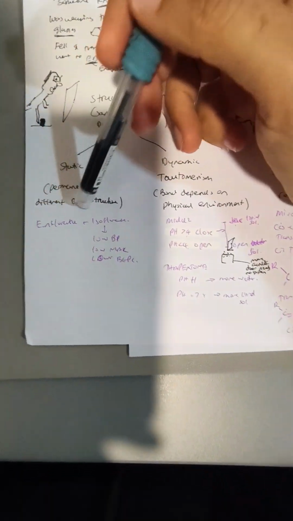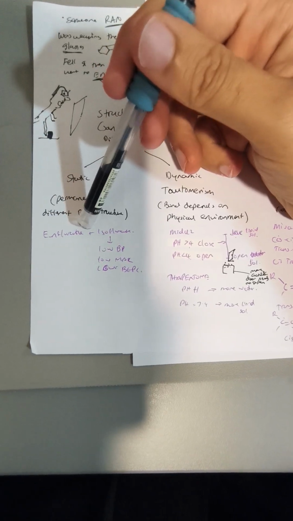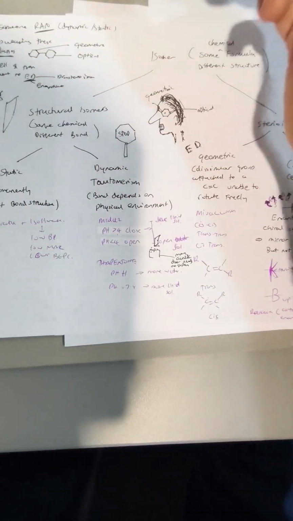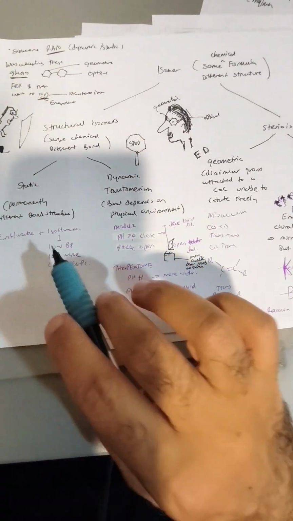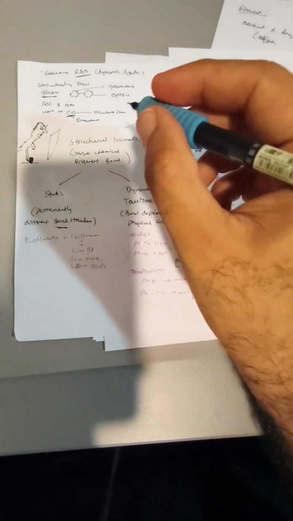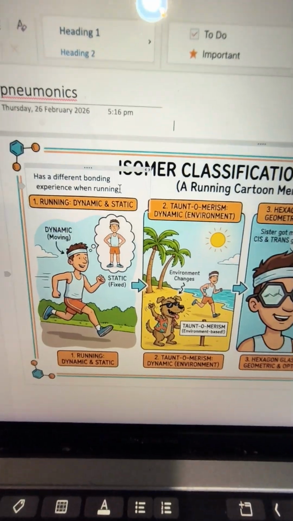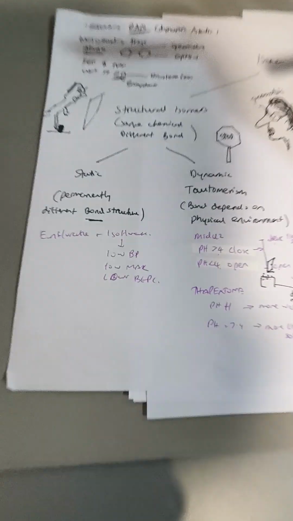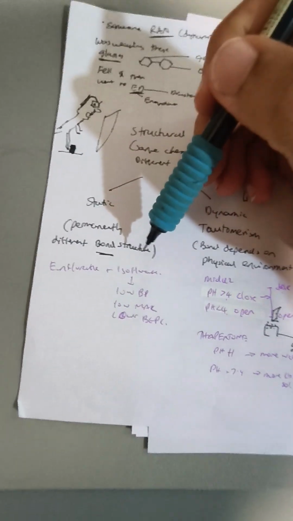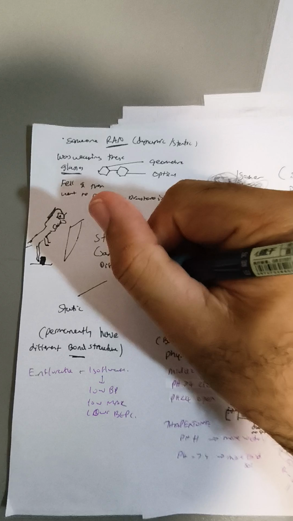And that's permanently different bond structures. So in that sense, we have enflurane and isoflurane. You have low blood pressure, low MAC, low blood gas partition coefficient. So even though they're the same isomer, they have different bond structures. So he bonds differently when he's running. What is permanently different? The bond structure. They permanently have a different bond structure.